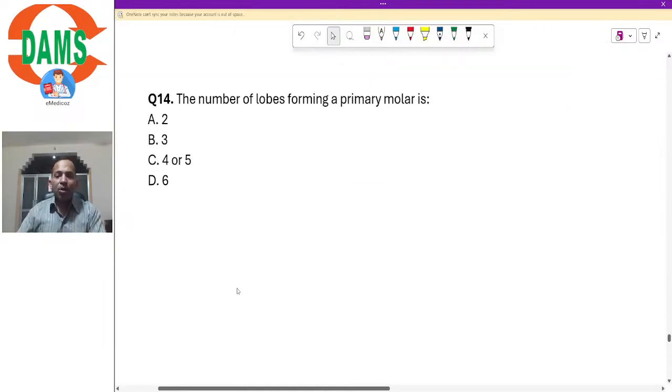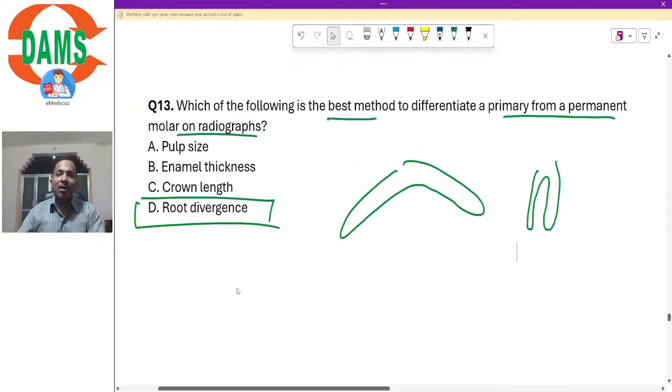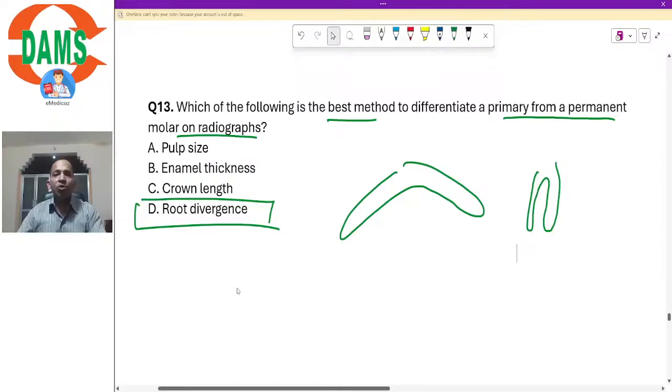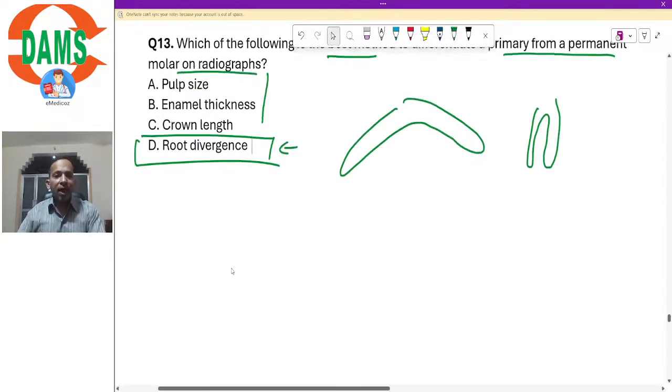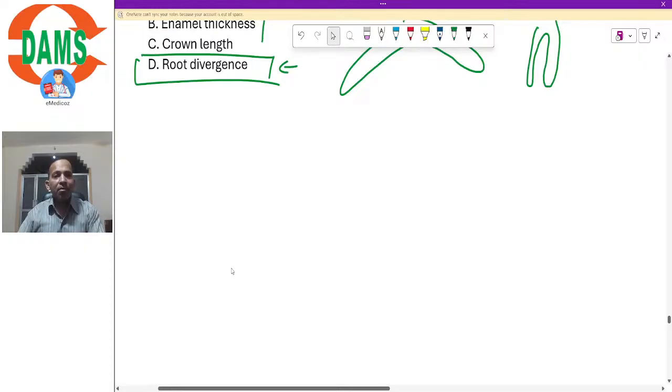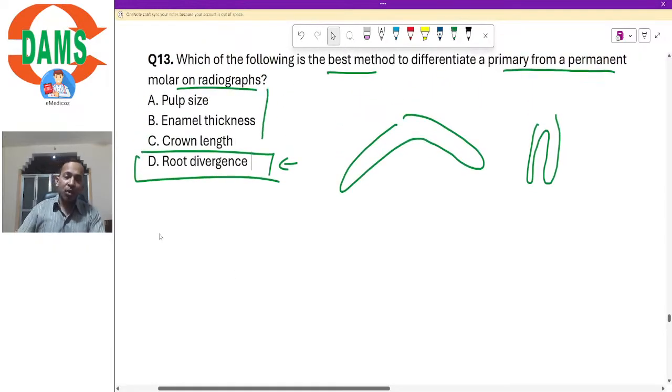Question 14. Again, all the options are correct here. So when you are solving an MCQ, it is not the question of finding the correct answer. It is always which is the best option. And amongst these four, the best option is option D, right? I'm not saying that this is the correct answer because all of these are correct. If you have sufficient time, based on the pulp size or on enamel thickness or on crown length, you can differentiate between the primary and permanent. But which is the quickest method? The quickest method would be to look at the root divergence. Had there been root resorption, maybe based on the timing, but again, we don't know when the X-ray was taken. So even better than resorption would be root divergence. Clear?